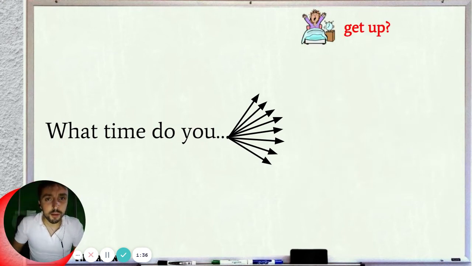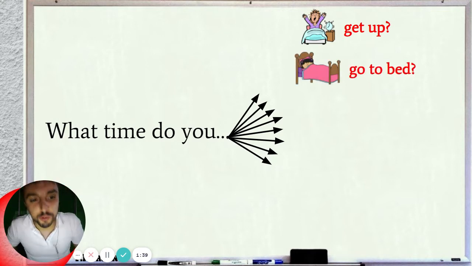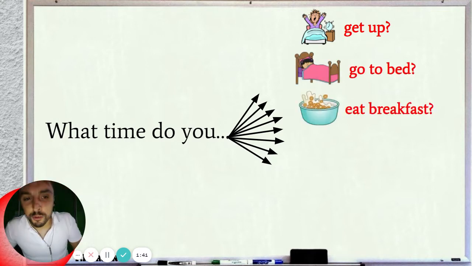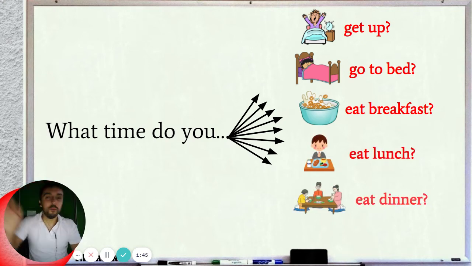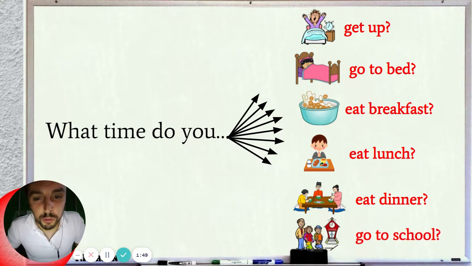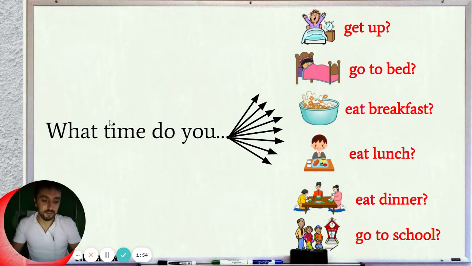What time do you get up? What time do you go to bed? What time do you eat breakfast? What time do you eat lunch? What time do you eat dinner? And what time do you go to school? Okay, so these are your 6 verbs from Unit 5.